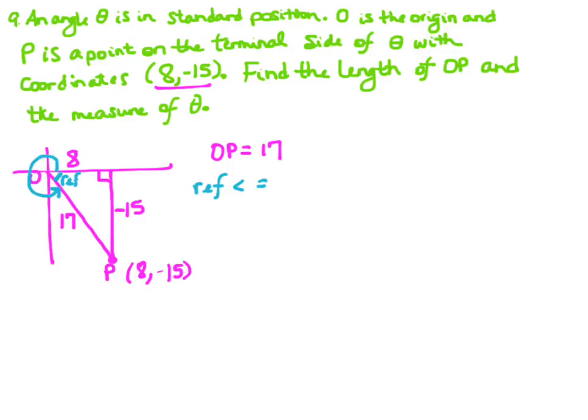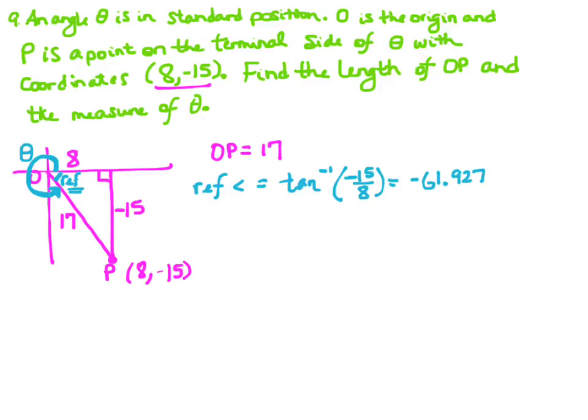And I know that tangent of the angle is going to be y over x. And so to find the angle, I'm going to use the inverse tangent on the calculator. Inverse tangent of negative 15 over 8. And if you put that in, your calculator is going to give you back negative 61.927. And so that angle is our reference angle. That reference angle is negative 61.927.